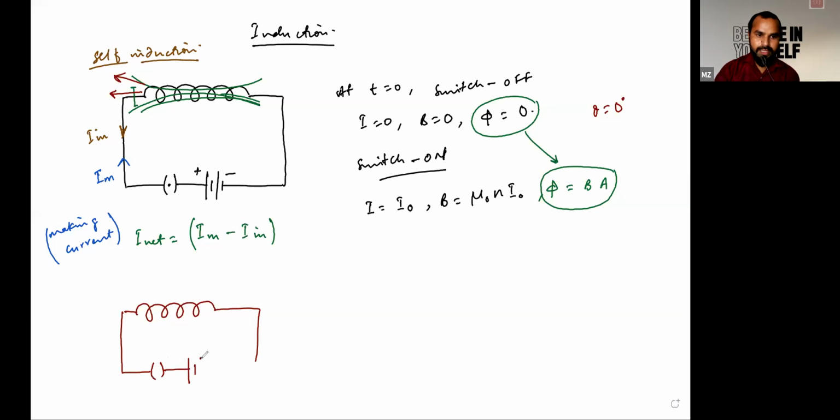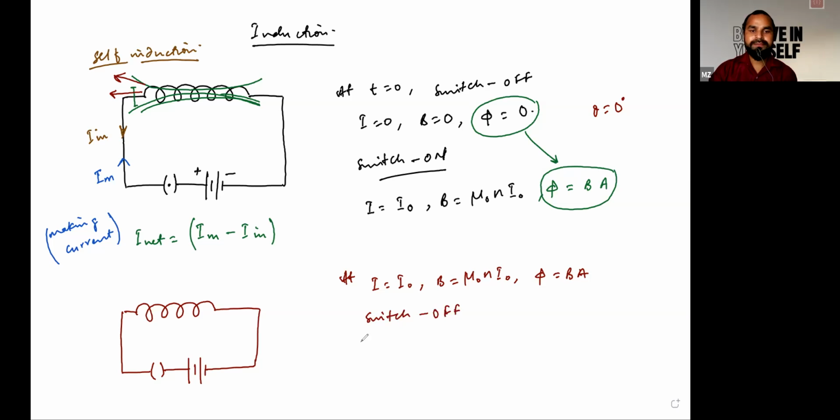In the next case, suppose this is the switch, battery, and this particular condition. At this time, current in this particular loop is maximum. So magnetic field crossing through that loop is maximum. So there would be flux, which is equal to BA. Suppose I put the switch to be off. On just switching off, would the current start increasing or decreasing or remain the same?